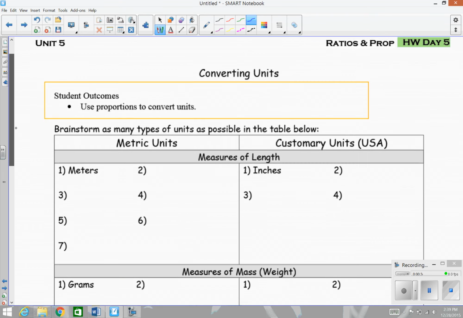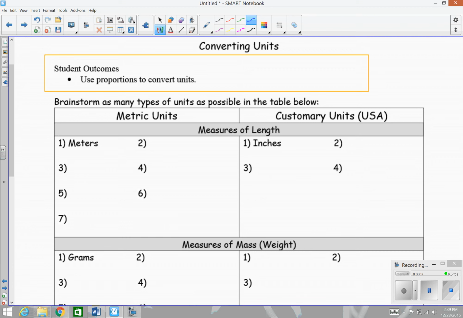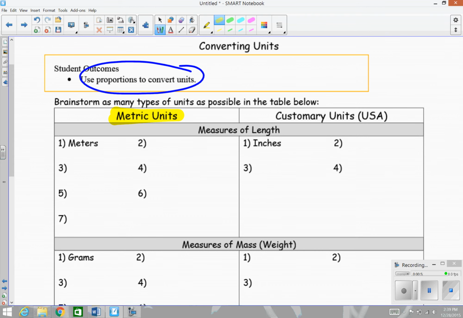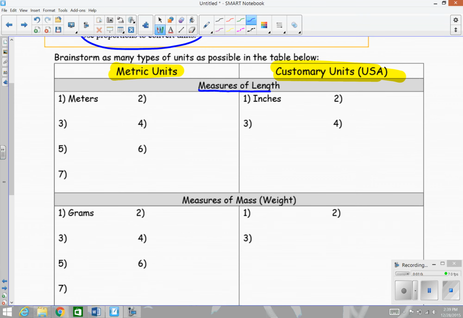Here on the first page, I want to just start by reviewing the difference between metric units and customary units. Customary units are the units we use in the United States, and to convert those, we're going to be using proportions today. Now metric units do not require proportions. They require some knowledge of decimals. So we really want to make sure we're understanding the difference between the two. We're going to start by looking at measures of length.